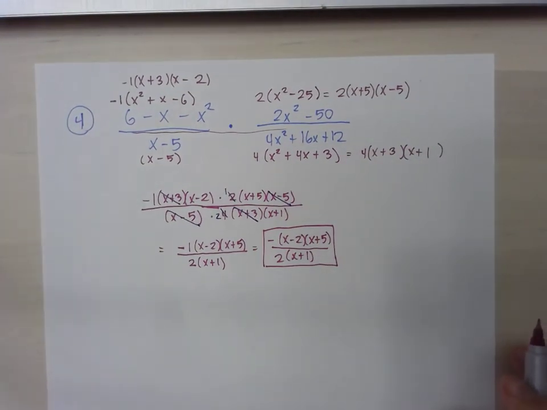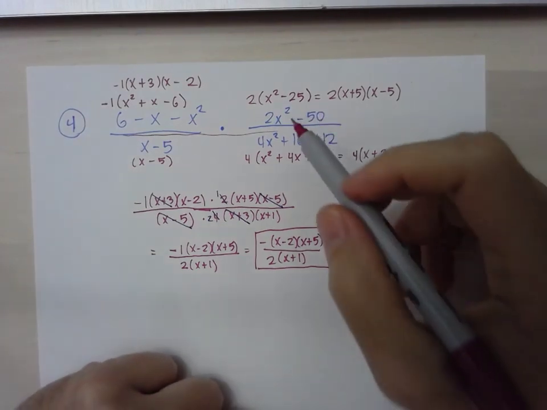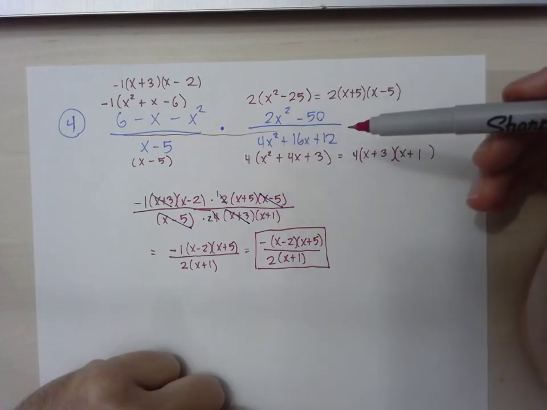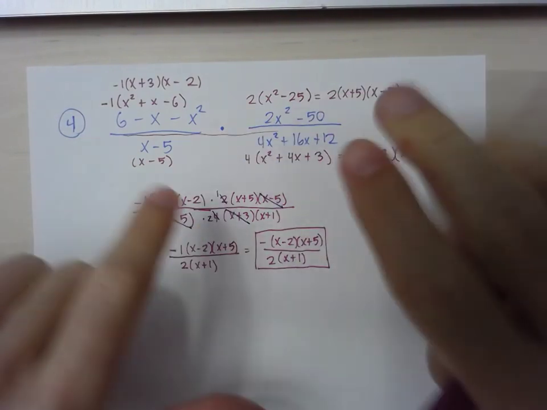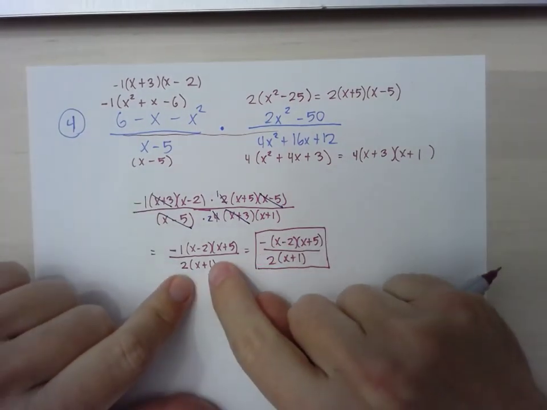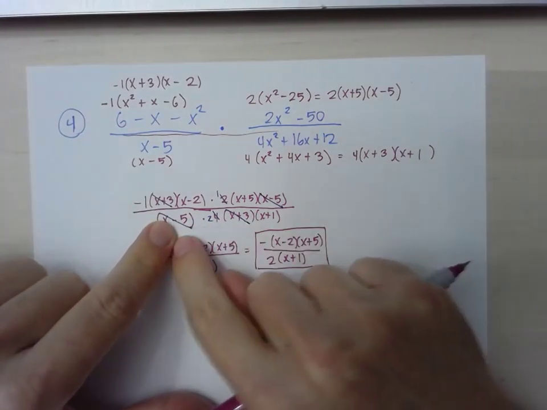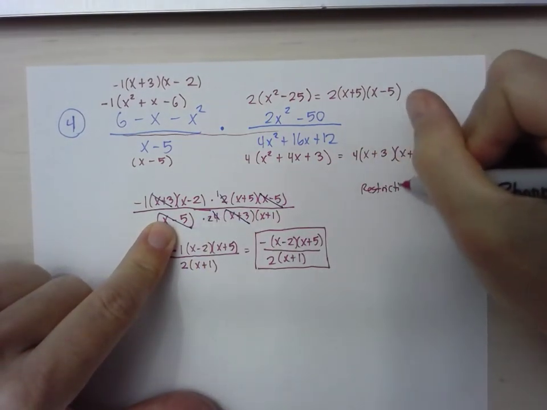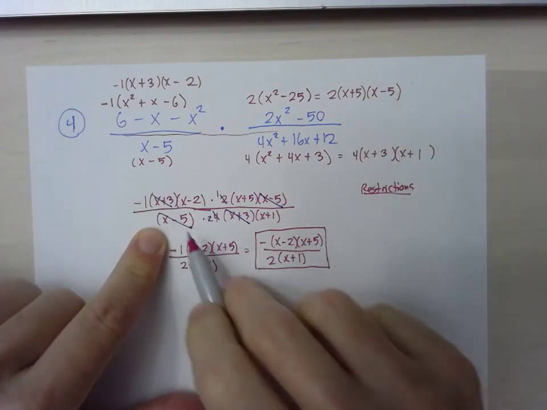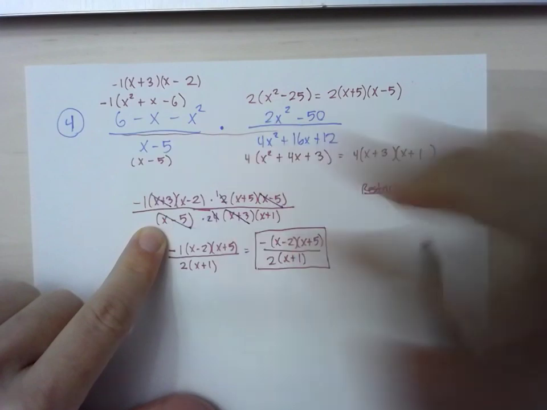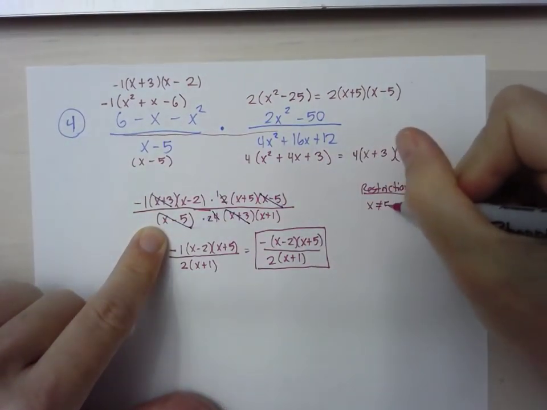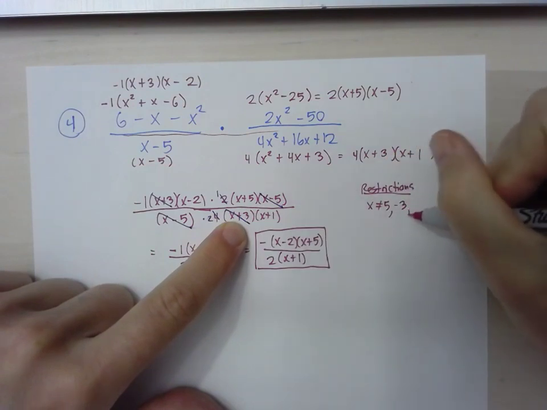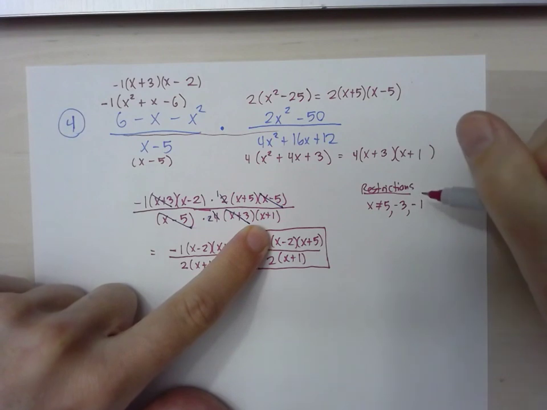Now I want to go back and get our restrictions and state our domain. We don't have to do the domain on these ones just because it's a lot of restrictions to think about and write out, but we still have to get our restrictions. So remember, our restrictions don't come from what I crossed out. They come from all the factors that make the denominator equal to 0. So the restrictions in this case would be positive 5, since 5 minus 5 is 0. So x cannot equal 5. X cannot equal negative 3, because negative 3 plus 3 is 0. And x cannot equal negative 1. So there's going to be 3 restrictions.